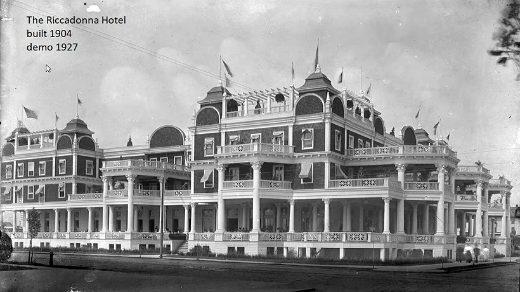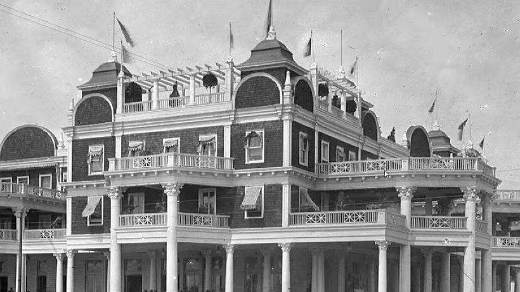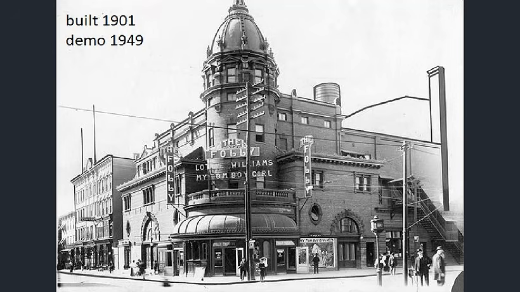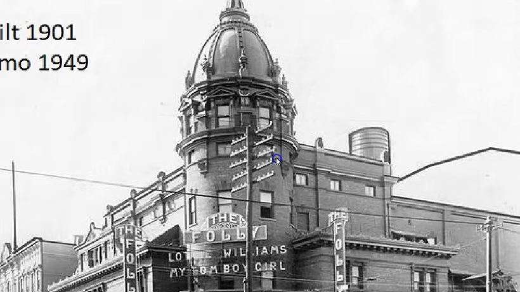There's the Riccadonna. Found it. 1904 to 1927. 23 years this thing stood. The Albemarle. They threw this one up in 1920. The Folly Theatre, 1901 to 1949. Threw a dome on the corner for good measure.